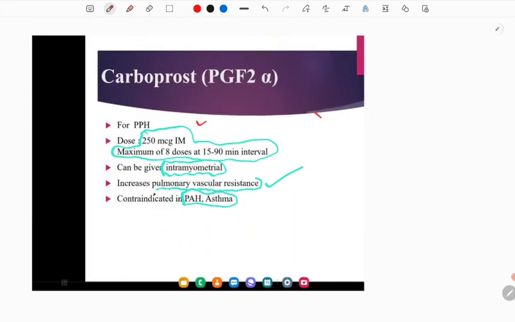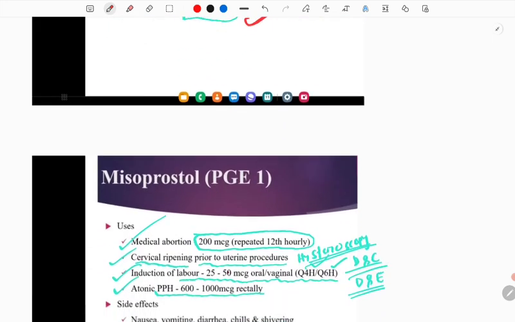Carboprost for PPH management: 250 microgram IM, maximum 8 doses can be given at every 15 to 90 minute interval, and can be given intramyometrially. It increases pulmonary vascular resistance, contraindicated in pulmonary arterial hypertension and asthma patients.